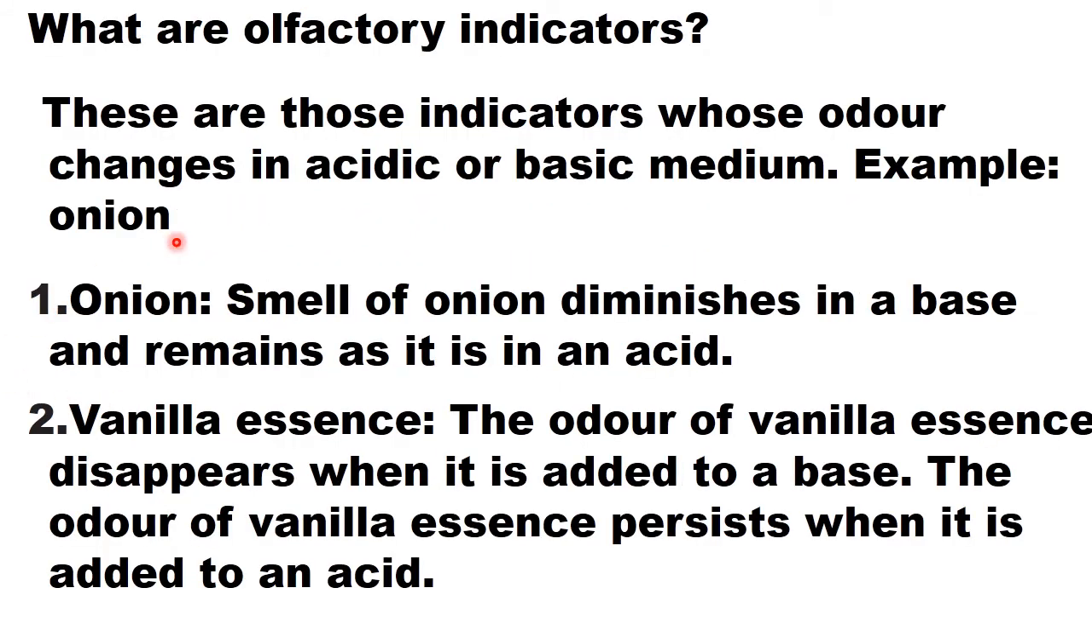Now let's talk about olfactory indicators. These are those indicators whose odor changes in acidic and basic medium. Examples are onion and vanilla. Let's talk about onion first. The smell of onion diminishes in a base and it remains as it is in an acid. So in acid it remains the same, whereas when you add it in a base, the smell goes off.